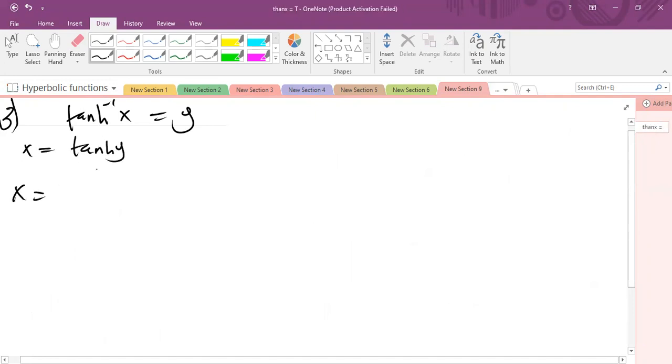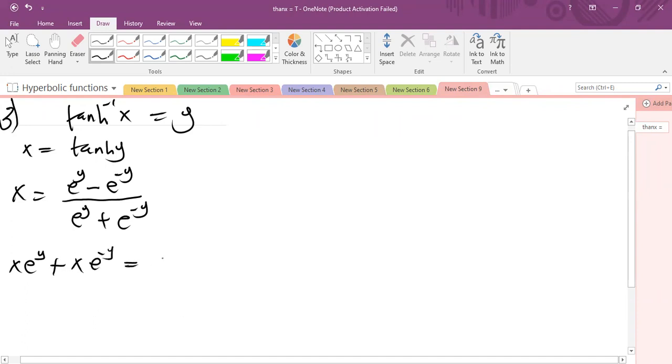Then x is equal to the exponential form of tan hyperbolic y, which is exponential y minus exponential minus y, all this divided by exponential y plus exponential minus y. Then cross multiply and simplify where necessary. So multiplying with x, I have x exponential y plus x exponential minus y is equal to exponential y minus exponential minus y. Okay, so let's put like terms together and try and see if you can simplify this.